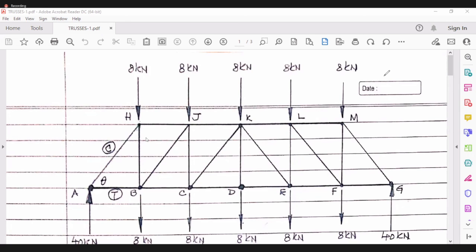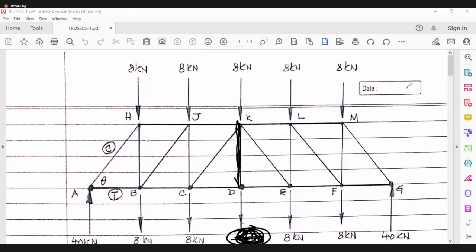Now, suppose there was no force here, 8 kilonewton. Then what will be the load in the DE? Any idea? No, sir. No idea.